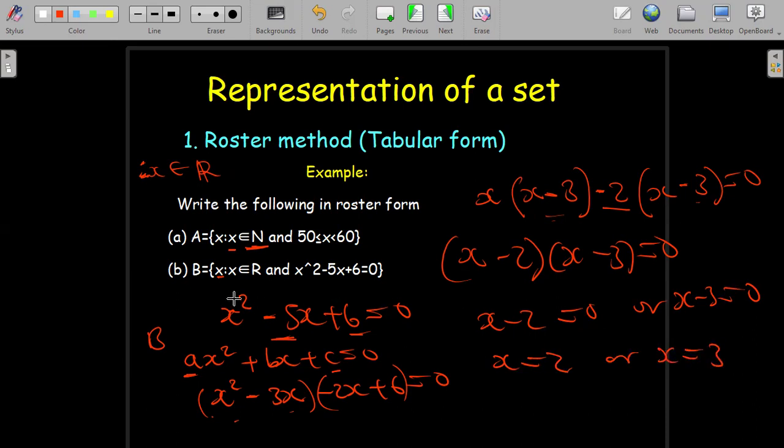So now, answering or listing out my set B, since we are looking at listing, they've told me it's the set of all x such that x is a real number and x is defined by this equation. And we found that those two real numbers are just 2 and 3. So x is comprised of 2 and 3.